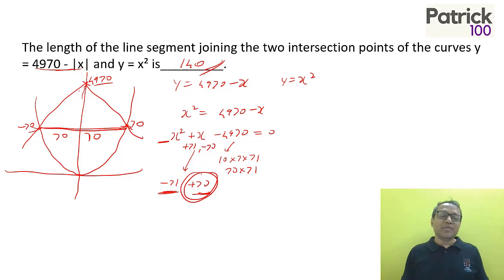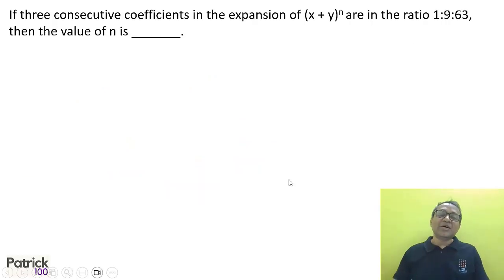Right? Clear? So basically you want a complete length. If you find a meeting point at one point on one side of the axis, the same will be on the other side of the axis. The total length will be the sum of the two, 70 plus 70, which will give you 140 as the answer. Expand x plus y raised to n.